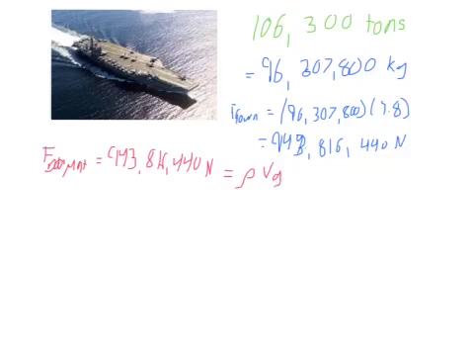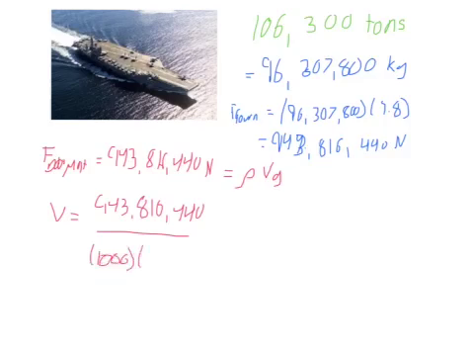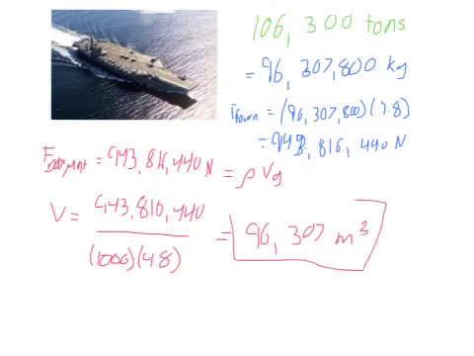Now we want to solve for v. So v is going to equal 943,816,440 divided by rho, the density of the water, which is 1,000, times g, 9.8. And that equals 96,307 meters cubed. That is the volume of the aircraft carrier that is below the surface of the water.